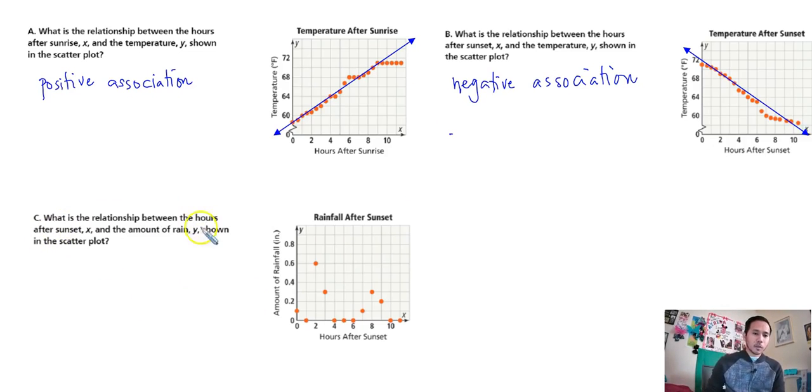What is the relationship between the hours after sunset, x, and the amount of rain, y, shown in the scatter plot? As you can see there, there is no relationship between the amount of rainfall and the number of hours after sunset. So when there is no general relationship between the x value and the y value, then there is no association.